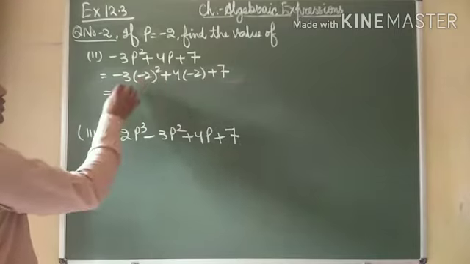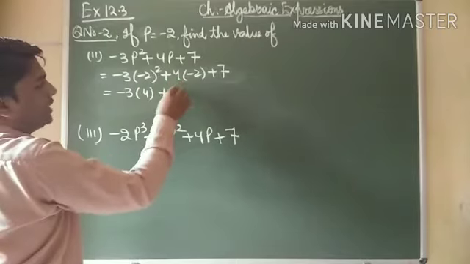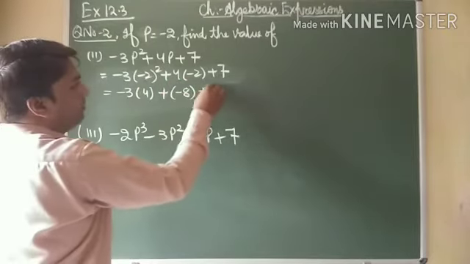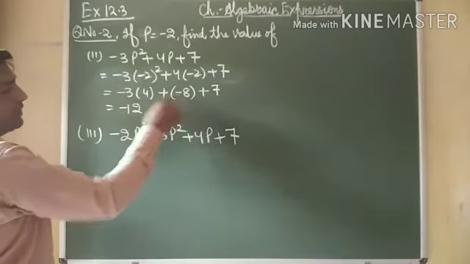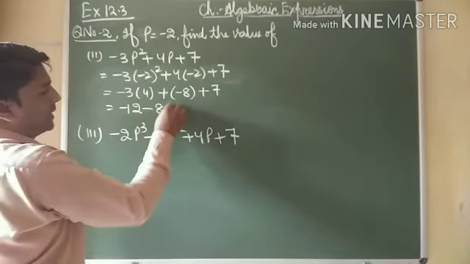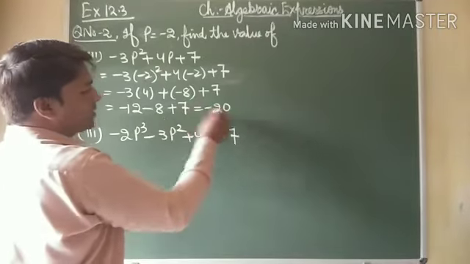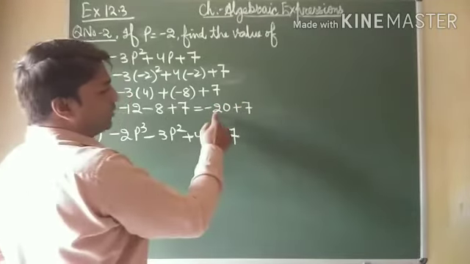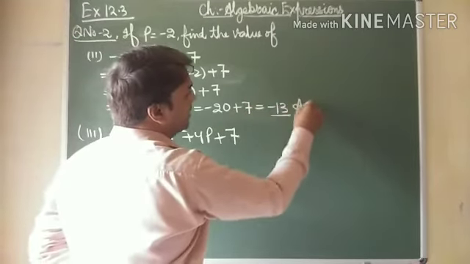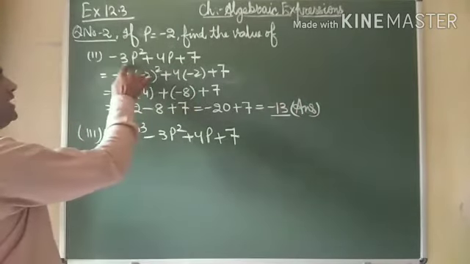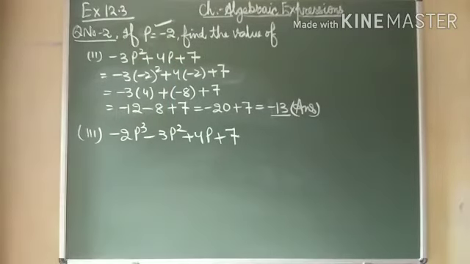Since minus 2 square is equal to 4, this becomes minus 3 into 4 plus 4 into minus 2 is minus 8 plus 7. Now minus 3 multiply 4 is equal to minus 12, plus minus 8 plus 7. Now minus 12 minus 8 is equal to minus 20. So this becomes minus 20 plus 7. Now minus 20 plus 7 is equal to minus 13. So minus 13 is the required value of minus 3p square plus 4p plus 7 at p is equal to minus 2. Next is the third part.